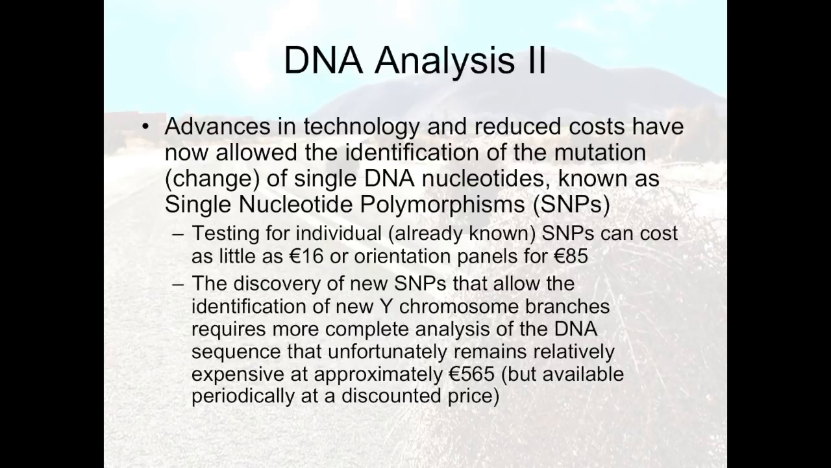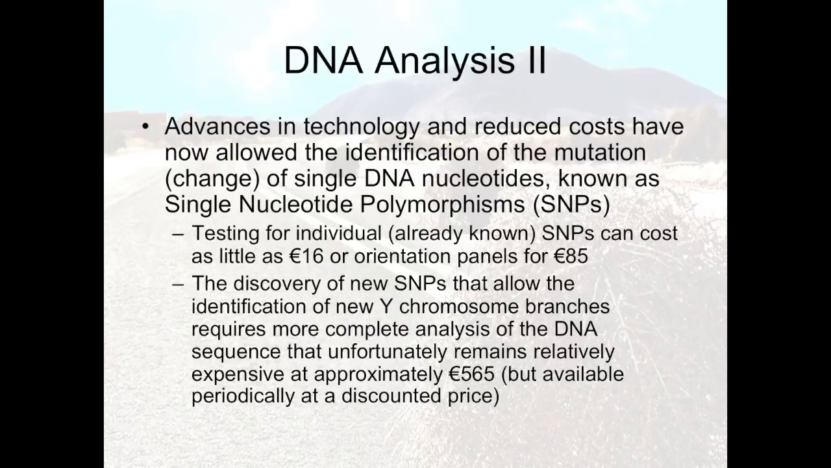So as I say, the advances in technology have continued, and reduced costs now allow the identification of single DNA nucleotides, those single bases. A single change in those is known as a single nucleotide polymorphism. Now, if you know which candidate SNP you're actually aiming at, you can find out whether or not an individual is positive or negative for that particular SNP for as little as 16 euro. Clearly a negative result isn't going to tell you where they are, but if it's a positive result, you've got that person fairly firmly in your Y DNA tree.